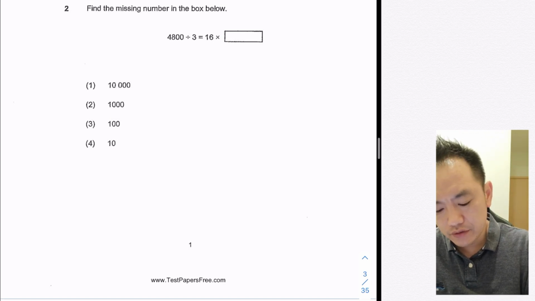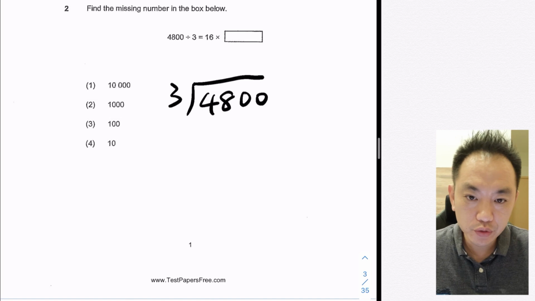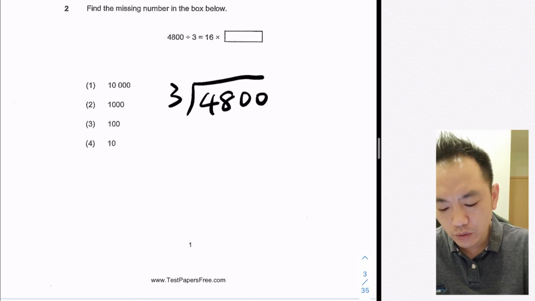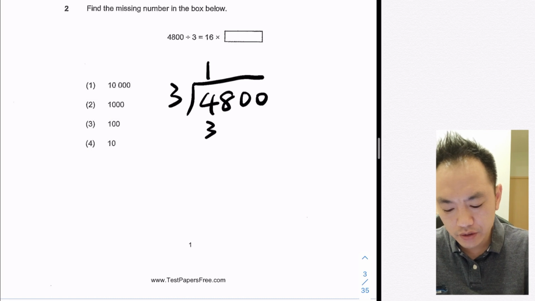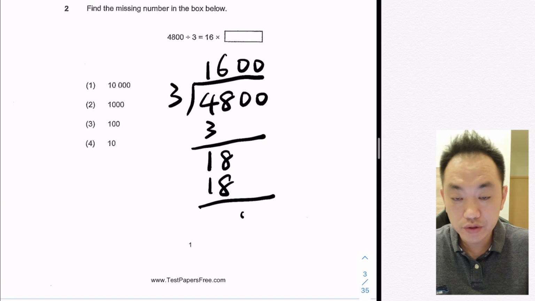4800 divided by 3. It's very straightforward division. So 1 here, 4 minus 3 is 1. You put down the 8. So 3 times 6 equals 18. Okay, and then you have 2 zeros here, so you just fill in 2 zeros.